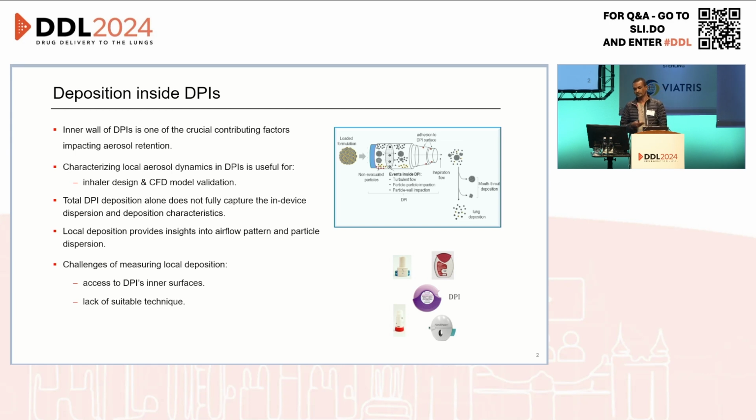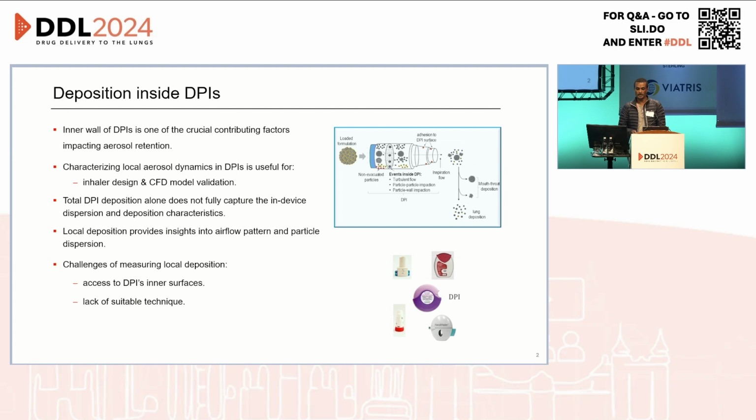But the common approach of measuring deposition inside a DPI is based on the total deposition, which doesn't fully capture the in-device dispersion and the deposition characteristics that would characterize the powders themselves as well as the device performance. So measuring local deposition is quite useful in that respect.